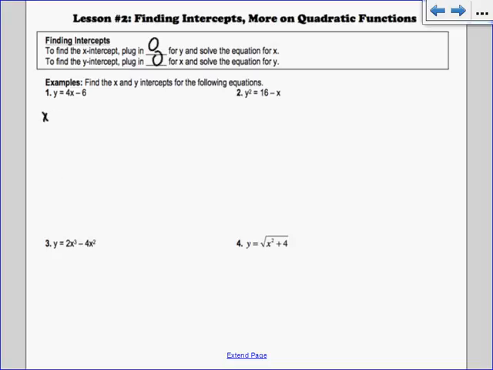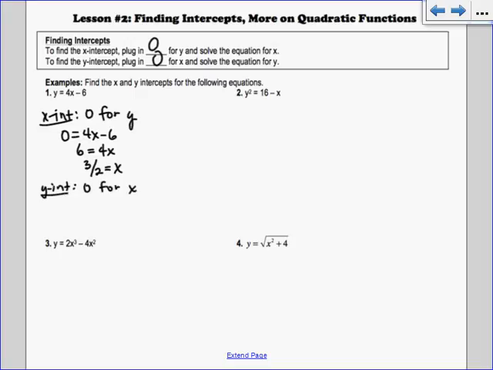If I want the x-intercept, like I just said, I plug in 0 for y and solve the equation. So I have 0 equals 4x minus 6. I get 6 equals 4x, so I get 6 over 4, which is the same as 3 over 2. If I want the y-intercept, I plug in 0 for x. So I get y equals 0 minus 6, which is y equals negative 6.